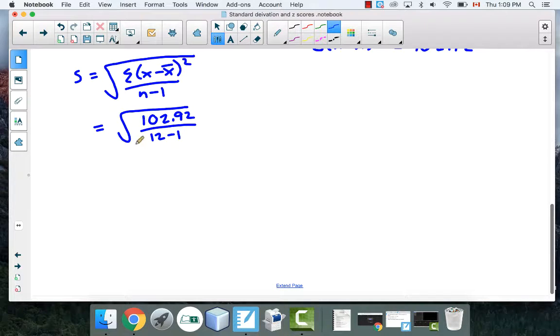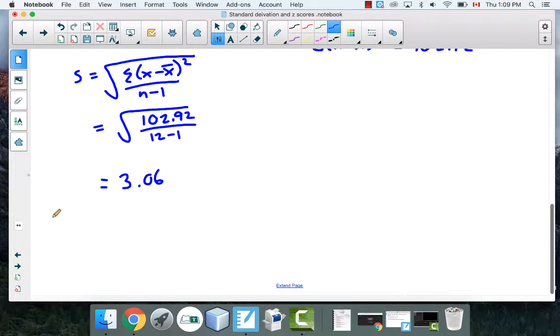Now you could go ahead and punch this in. Make sure you go 102.92, divide it by 11, hit equals first, then square root it. The square root has to be the last operation. The answer you get is 3.06. Okay? So what does this mean?